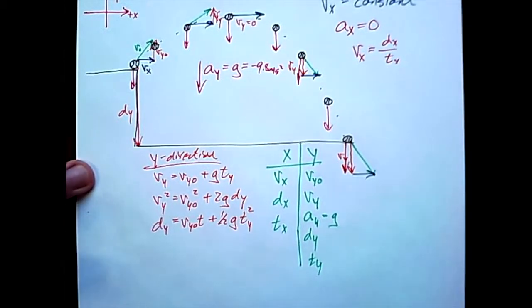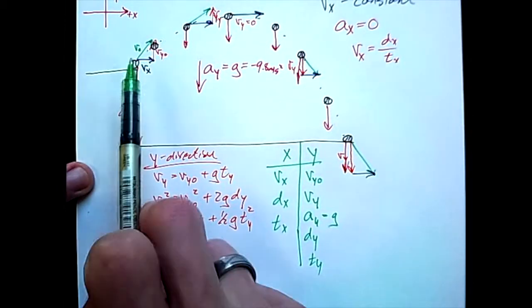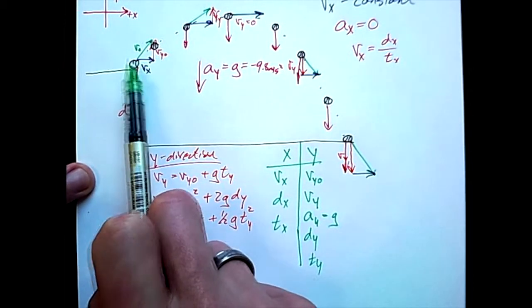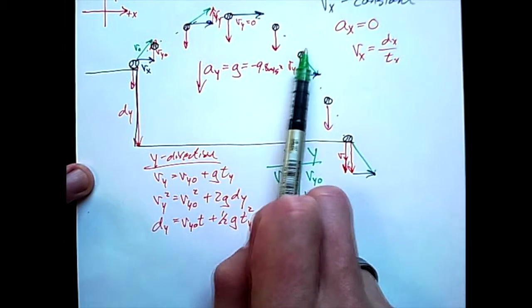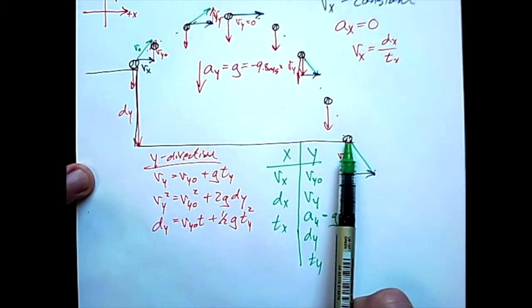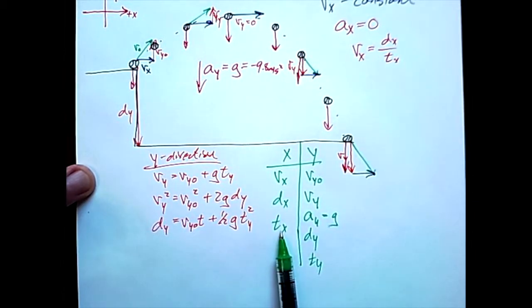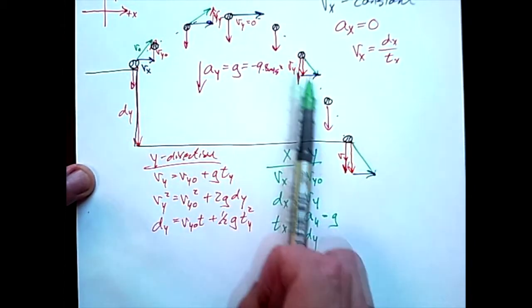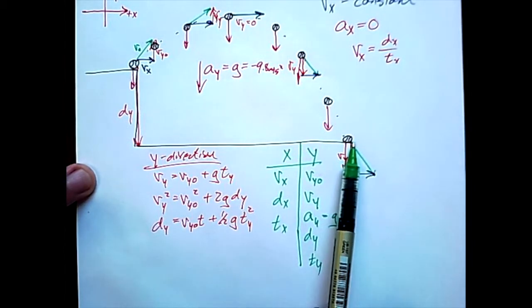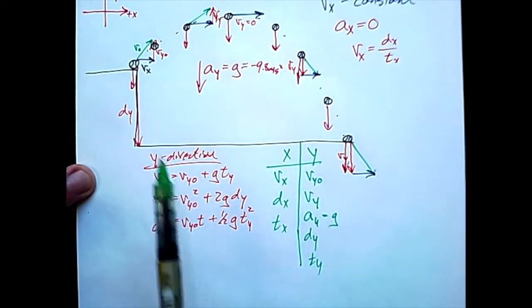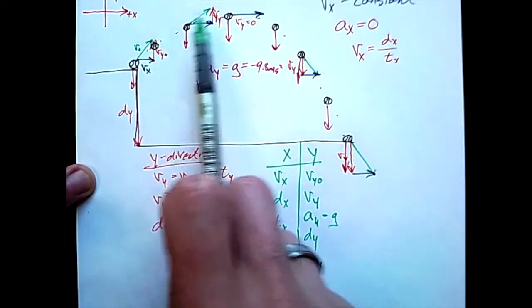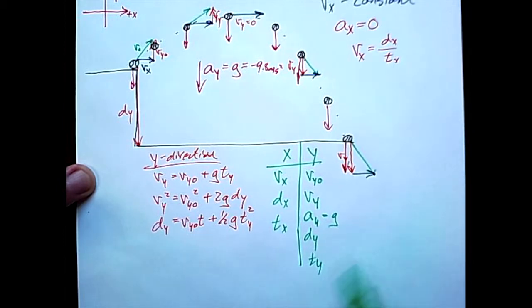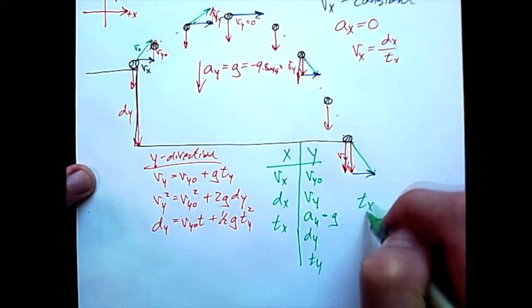Now the key here is recognizing that the time it takes for the ball to move from here simply horizontally across to here at its final position, tx, is the same amount of time it takes for the ball to move up and then fall back down to this position here. The reason being, of course, there's only one ball. And since there's only one ball, tx and ty are the same value.